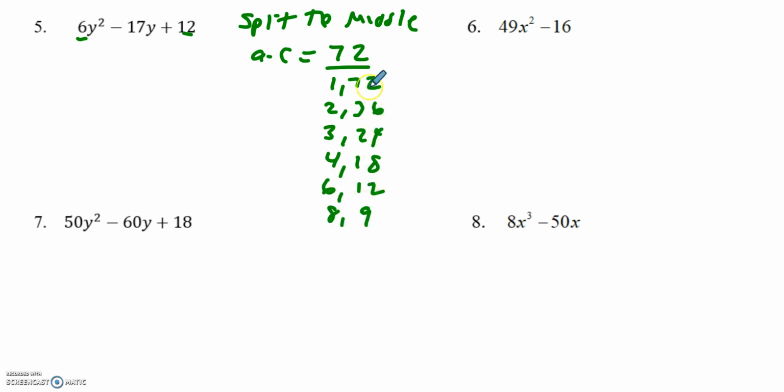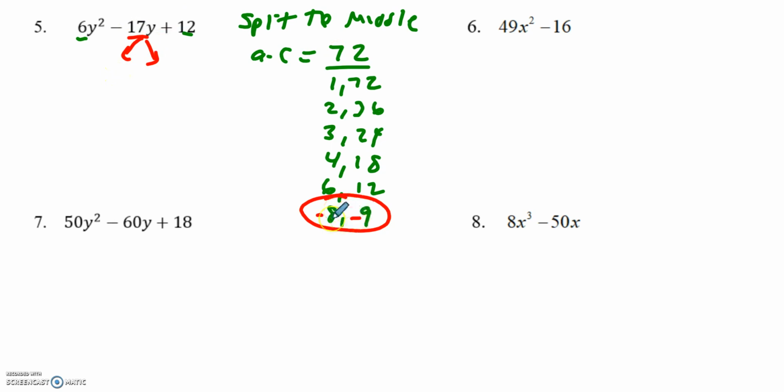Which one of these pairs can help you add to be the middle term of negative 17? Well, if I scan, I notice 9 and 8. If I do a negative 8 and negative 9, these add to be negative 17, and they also multiply, negative 8 times negative 9, to positive 72. So I'd split this middle term.